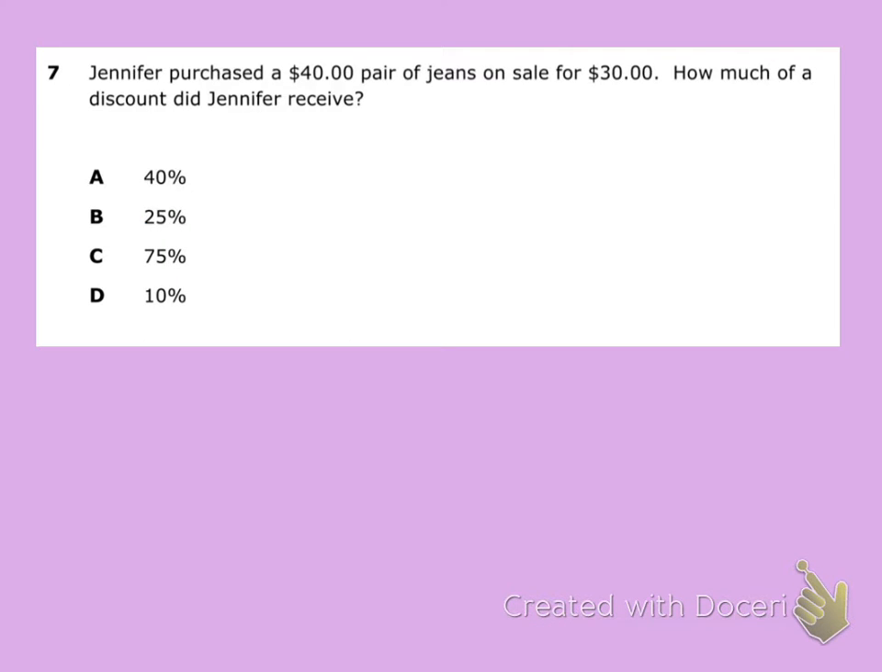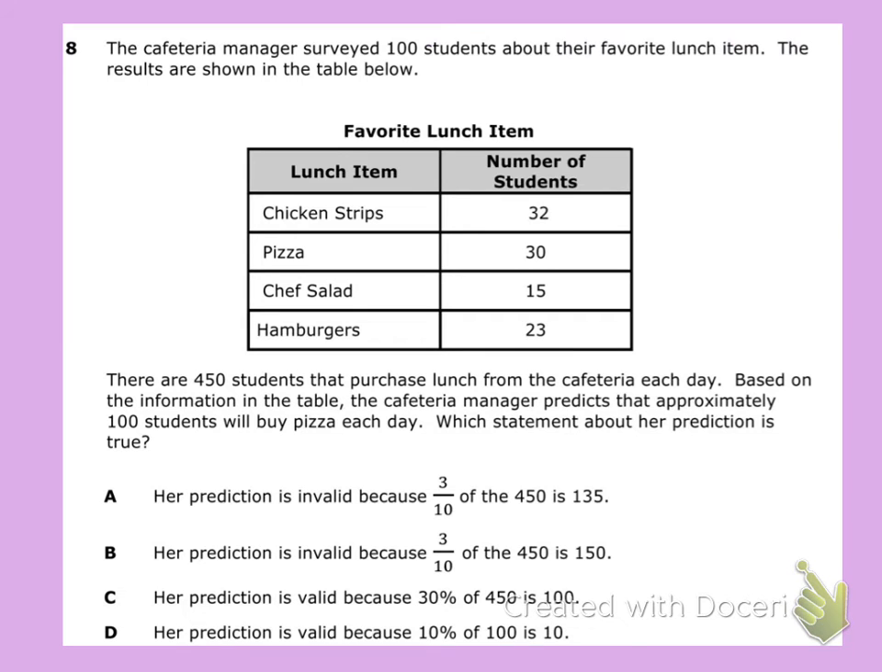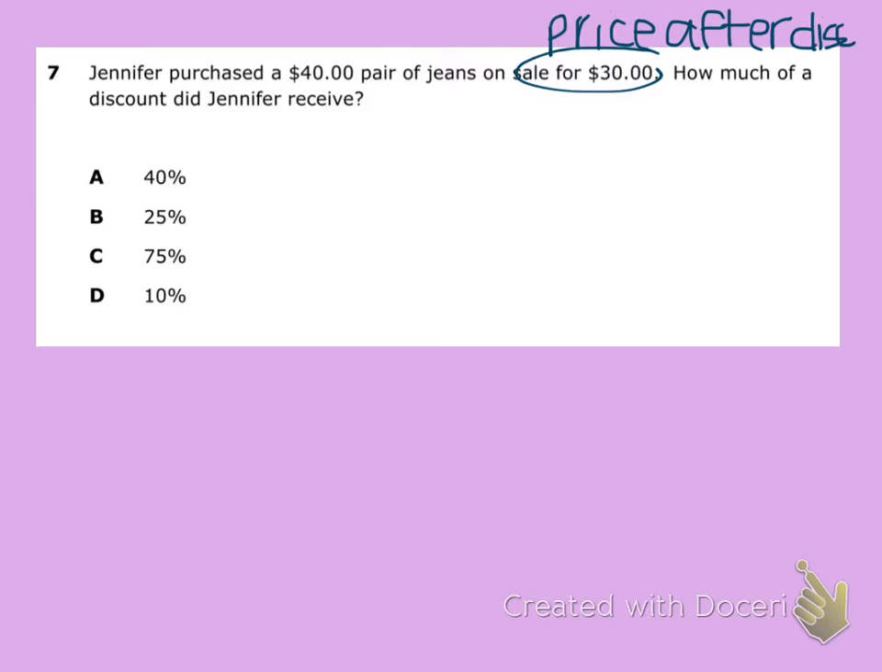Next one. Jennifer purchased a $40 pair of jeans on sale for $30. So it's on sale. This is the price after discount. How much of a discount did Jennifer receive? Okay, so this is what she wants to know, how much discount she received.